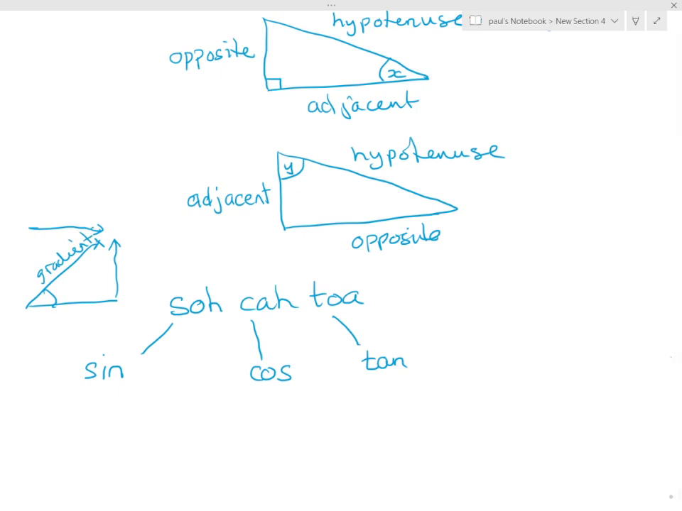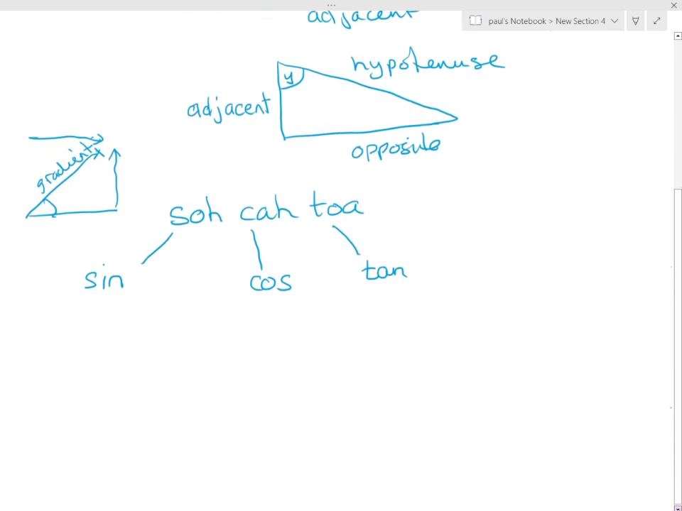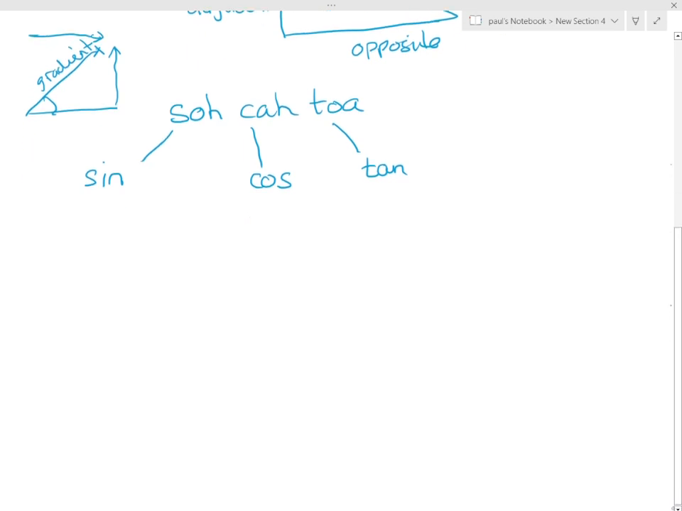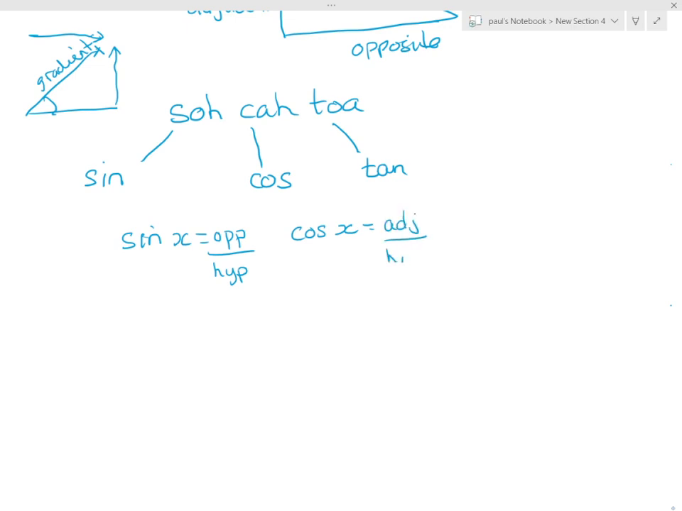So what's the OH, AH, and OA? Well, O for opposite, H for hypotenuse, and A for adjacent. That's what it means. So these three different formulas are written as such. Sine, and I'll call the angle X, equals the opposite divided by the hypotenuse. Cosine of the angle X equals the adjacent divided by the hypotenuse. And tangent of the angle X equals the opposite divided by the adjacent.